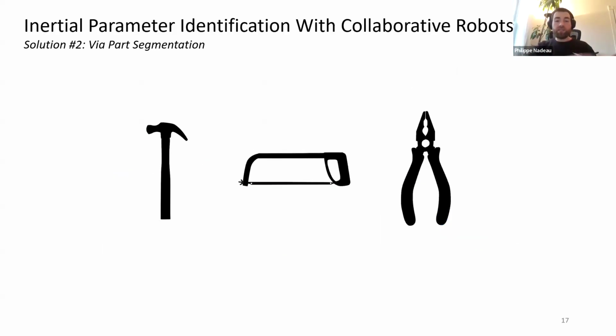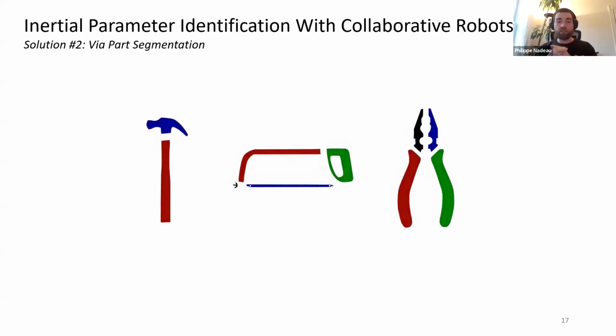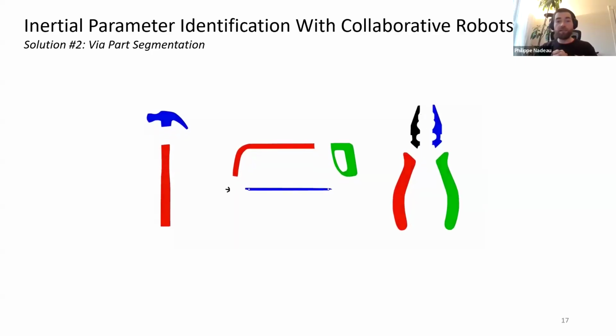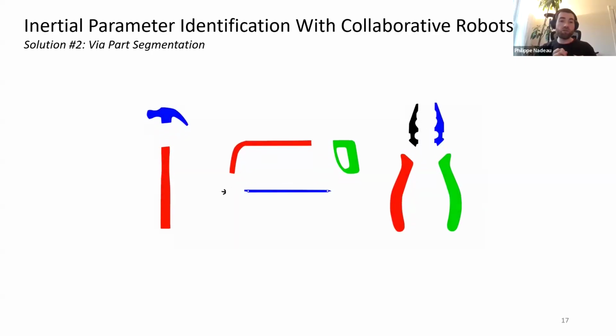So while the method that I just previously described strives to make the best use of the available data, I also developed a method that tackles the problem by integrating new data, namely visual information about the object. This method is based on the key observation that industrial tools are usually built from a few parts of homogeneous density.